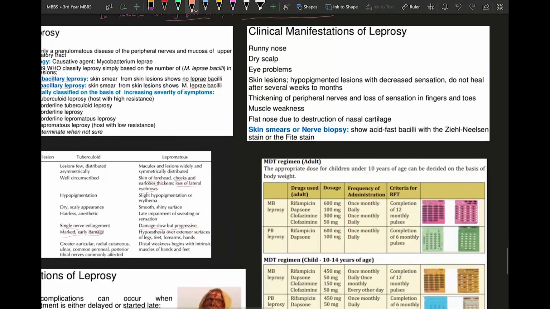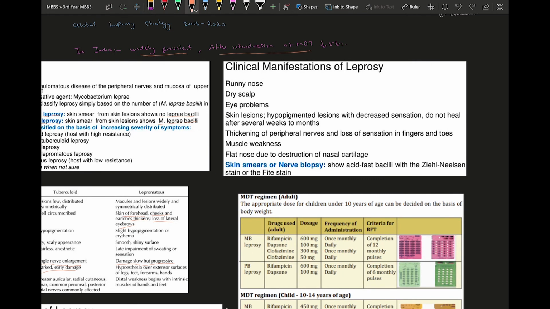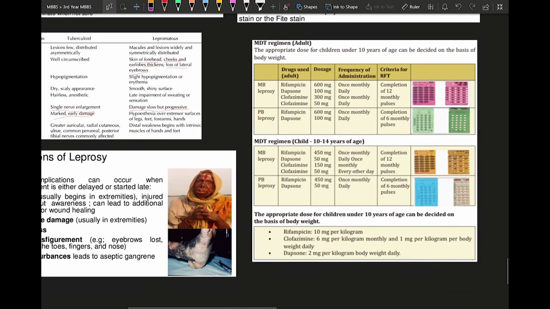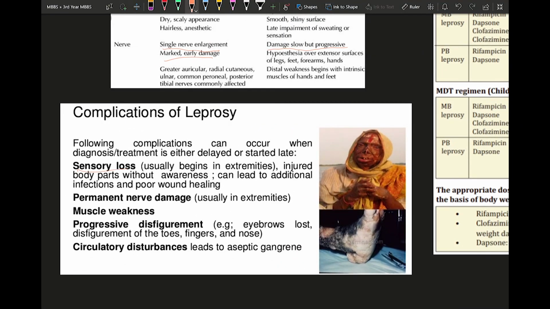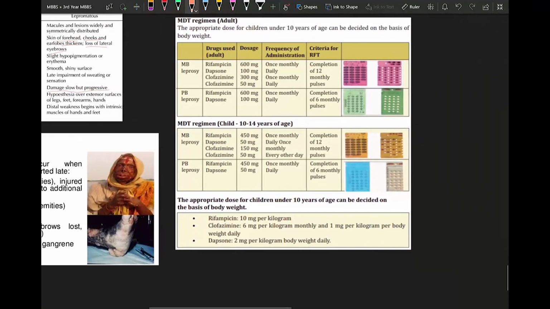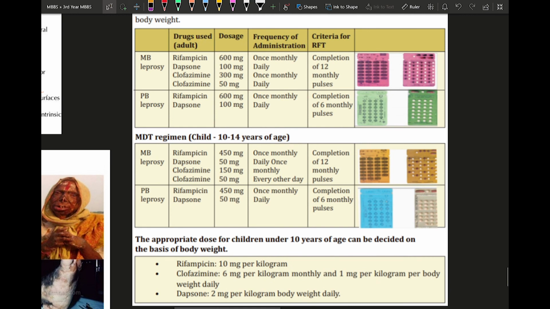And these are other manifestations of leprosy: runny nose, dry scalp, eye problems, skin lesions, thickening of peripheral nerves, muscle weakness, and flat nose. Those are the examples. And then the complications of leprosy will be sensory loss, like I said before, permanent nerve damage, muscle weakness, disfigurement, and circulatory disturbances. The drugs which we use for leprosy: dapsone is the most important drug.